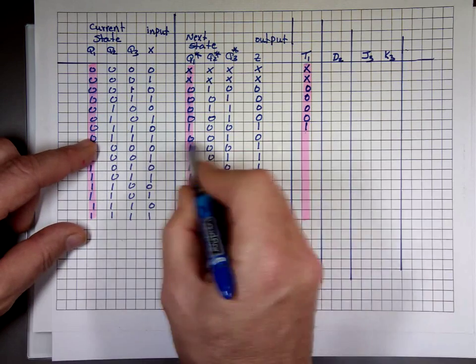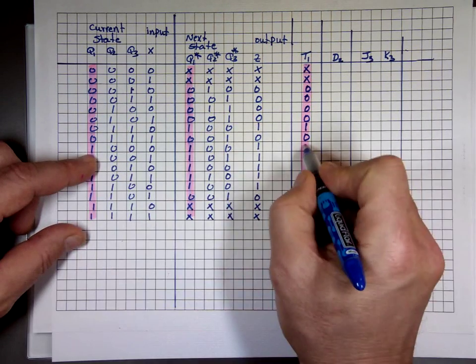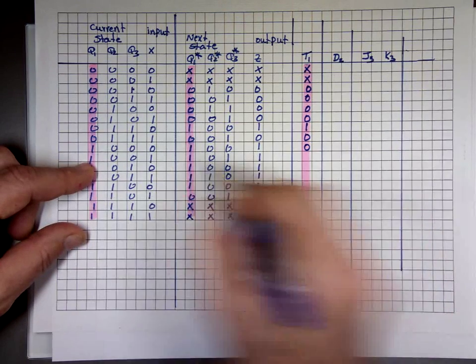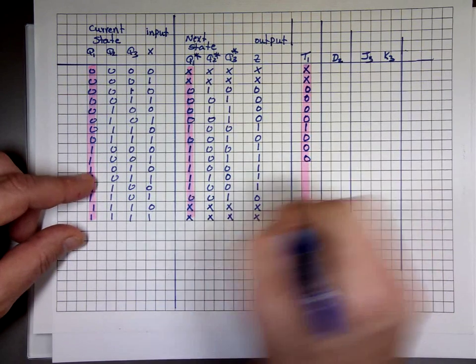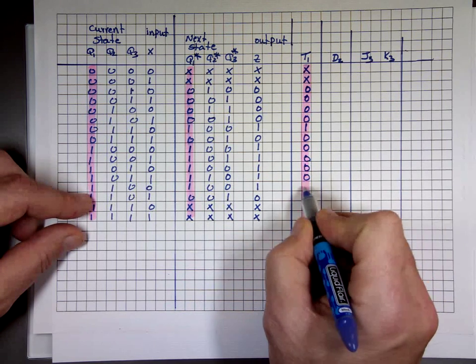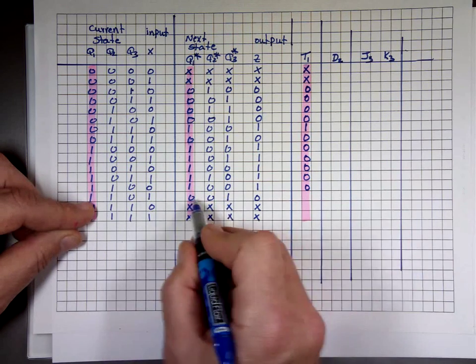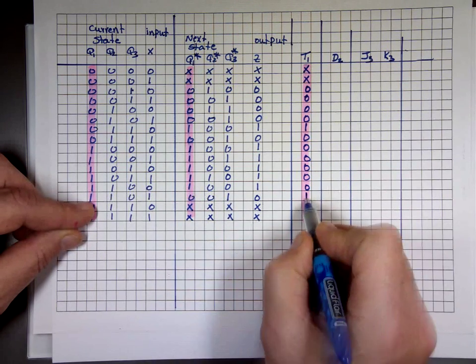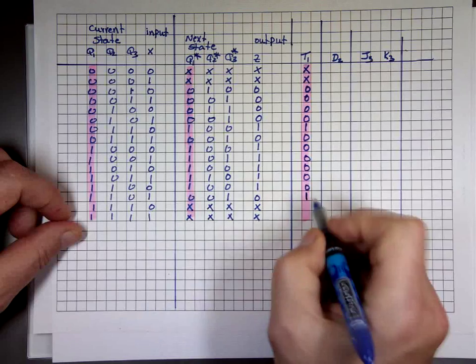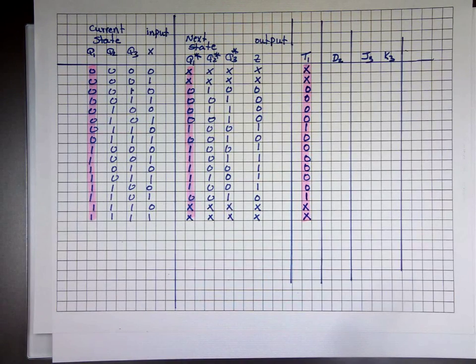0 to 0, T is 0. 1 to 1, that's the same, T is 0. 1 to 1, T is 0. 1 to 1, 0. 1 to 1, 0. 1 to 1, 0. 1 to 0, that's a toggle. T is 1. 1 to don't care, don't care, don't care. So it's only going to have a value of 1 if you go from 0 to 1 or 1 to 0.